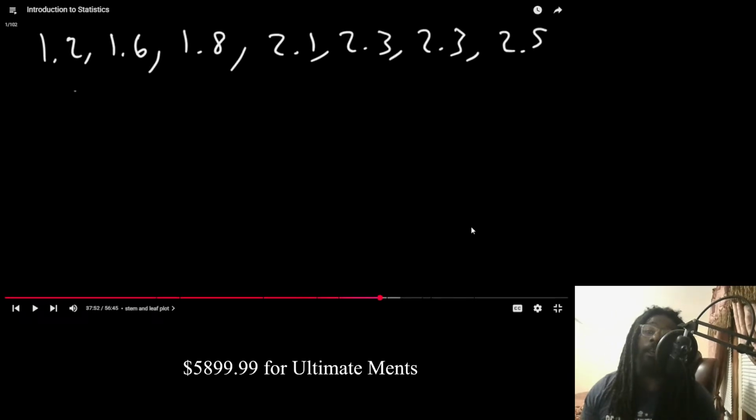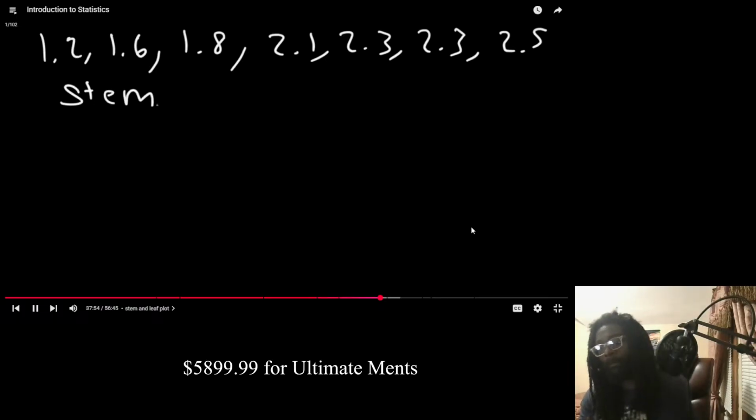Let me guess. If we got 1.2, what would that look like? Wouldn't it just be a 1 on the stem and then on the leaf it would be point 2? Would it be point 0.2? Or like 0 point 0.2? I'm just guessing.